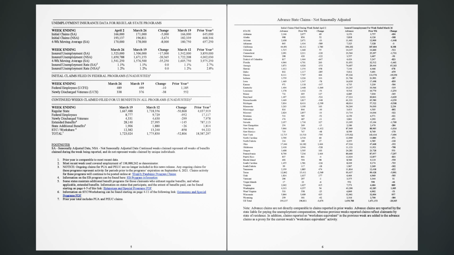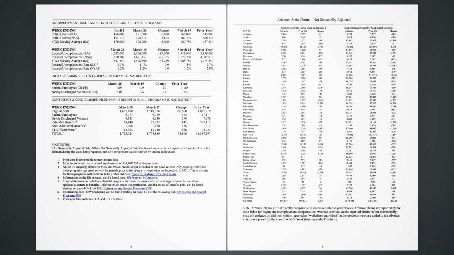Ongoing claims for PUA and PEUC are no longer included in this news release. Any ongoing claims for these programs represent activity for periods prior to the program's expiration on September 6, 2021. Claims activity for these programs will continue to be posted online at Weekly Pandemic Program Claims. 4. Information on the EB program can be found here, EB program information.